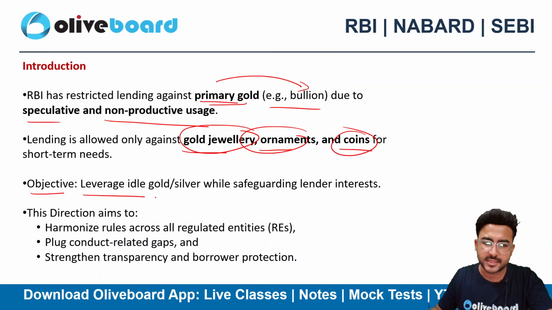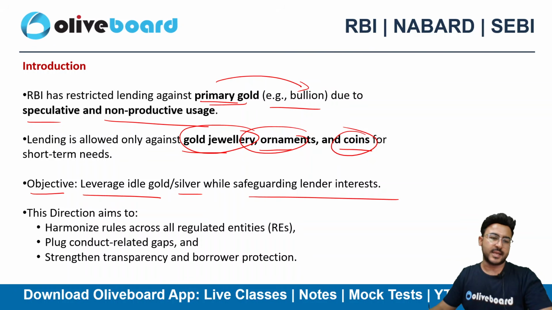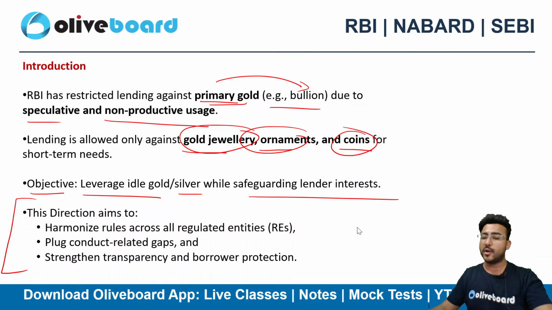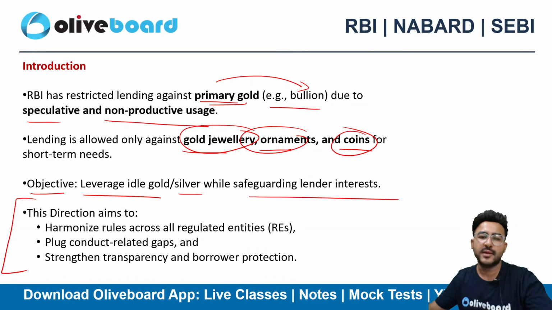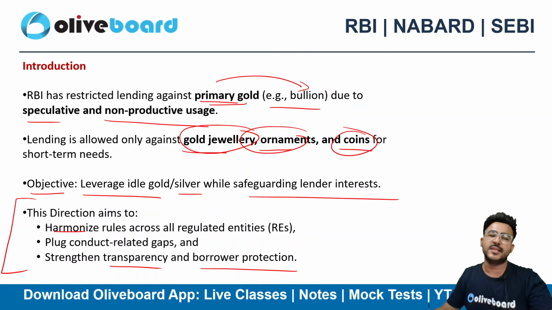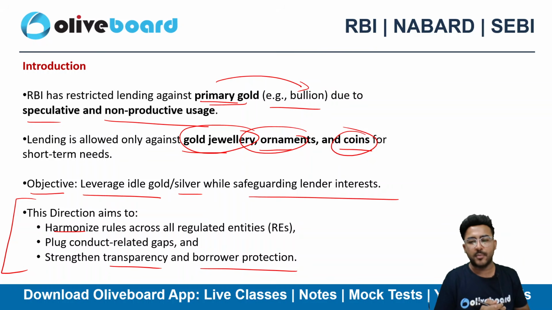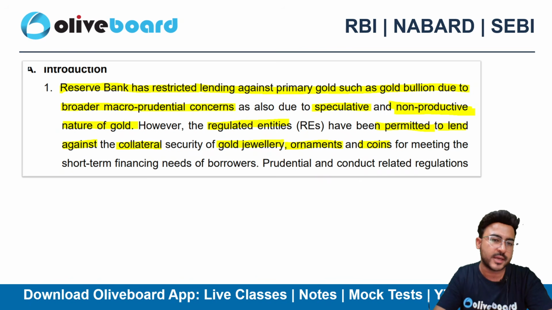The objective is to leverage the idle gold and silver while safeguarding the lender's interest. These directions are here to harmonize the rules across all the regulated entities. We already have a lot of rules and regulations regarding this; we are just harmonizing here, plugging conduct related gaps and strengthening transparency and borrower protection. Still there is a need for enhanced transparency in this segment, plus RBI needs to protect the borrower as well. There are some cases where a higher level of protection can be provided. So definitely we do have this circular.